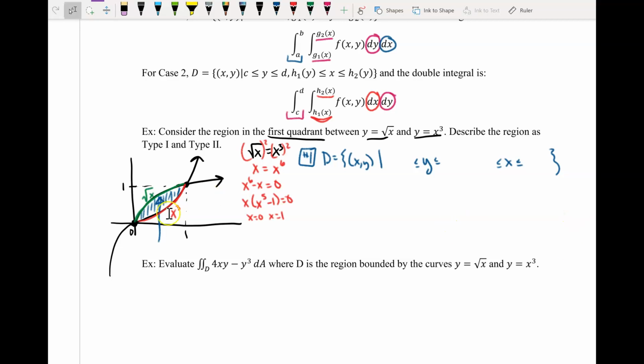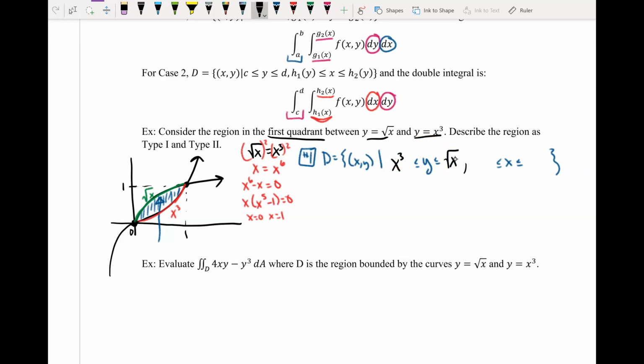So notice that my y values, in this case, because the arrow is going up, we're going in the y direction. So my y values are going to go from the lowest one, which is x cubed, to the highest one, which is square root of x. So my y values start from x cubed all the way to the square root of x. All right. So that's where this guy's going to be, from y equals x cubed to y equals square root of x.